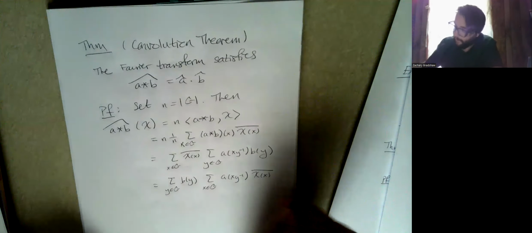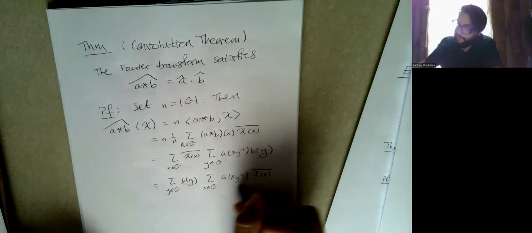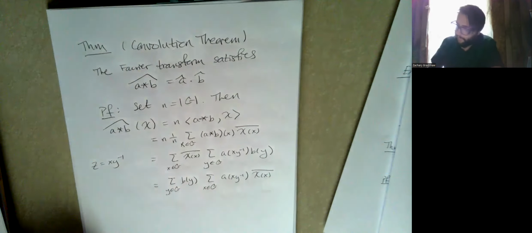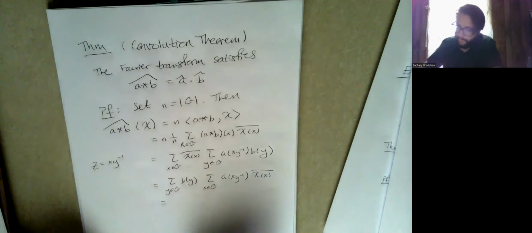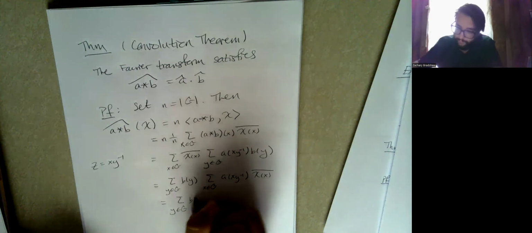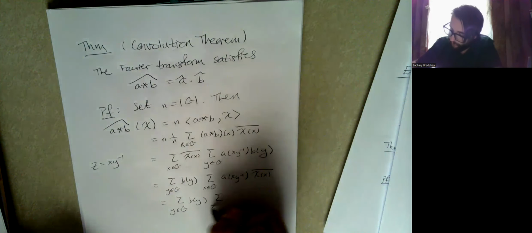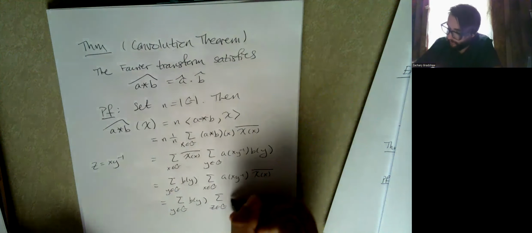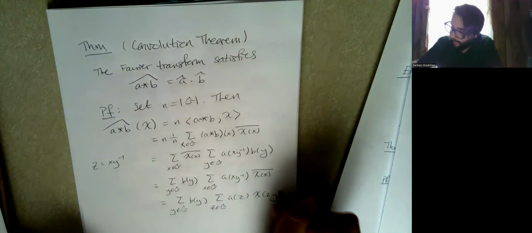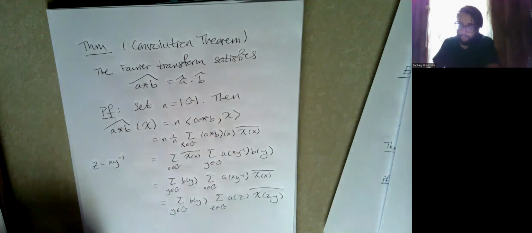And now I'm going to define z to be xy inverse and do that whole substitution argument again. So this is the sum over y in G of b of y, sum over z in G of a of z, chi of z y bar.